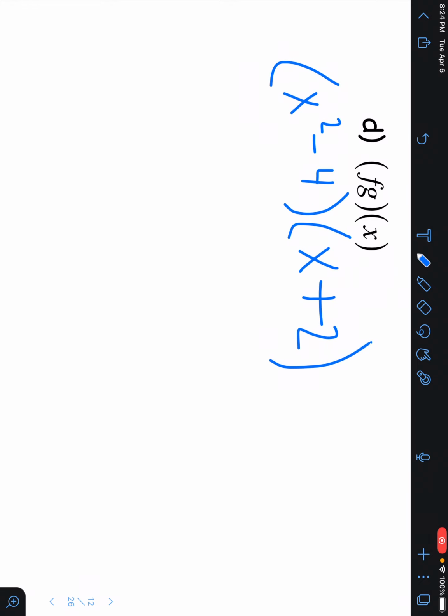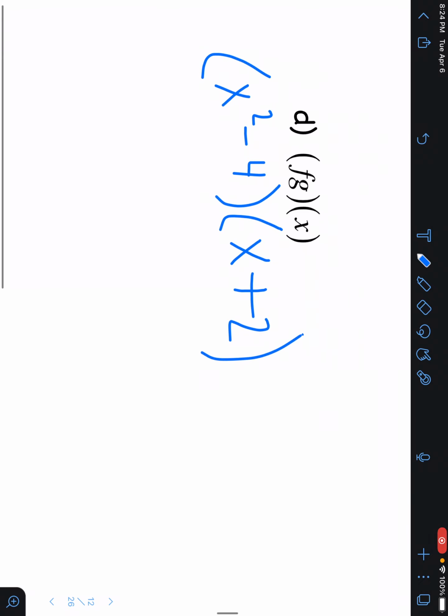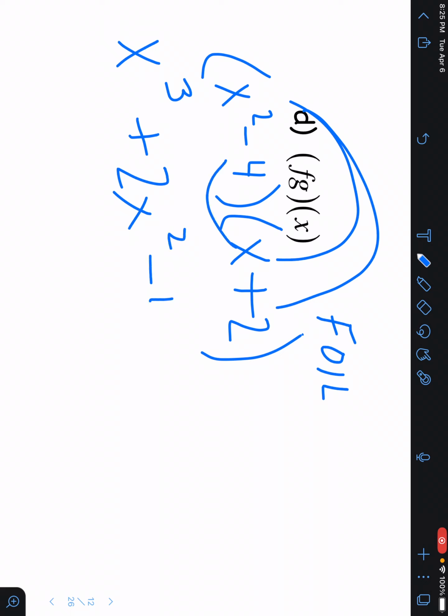Now, how do we multiply this? It's a binomial times a binomial, so that's the FOIL method, also known as double distribute. So we're going to take the x squared times x is x to the third. x squared times plus 2 is plus 2x squared. Then the inside, minus 4 times x. And then the last in each, negative 4 times 2 is minus 8. Now usually after we FOIL, we want to see if we can combine like terms. Unfortunately, there are no like terms here, so this guy would be our answer.